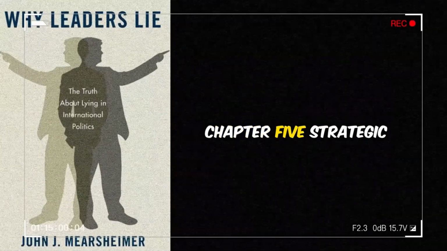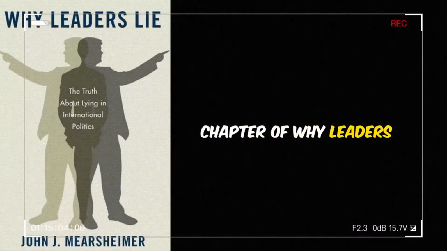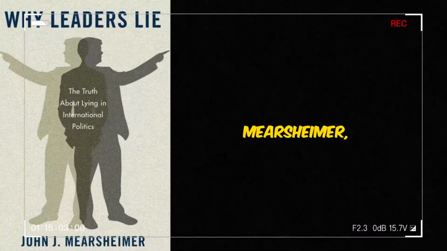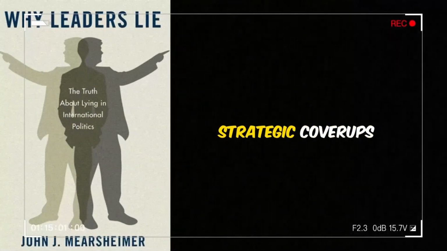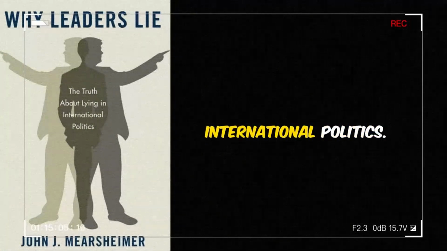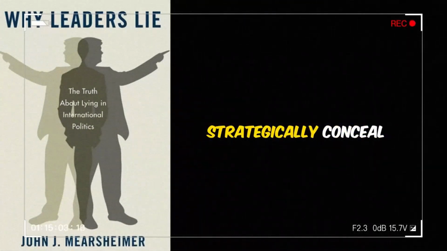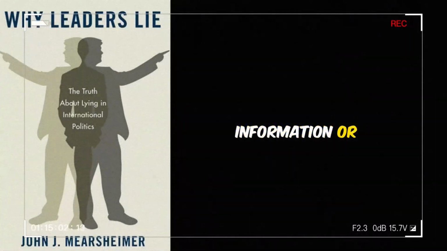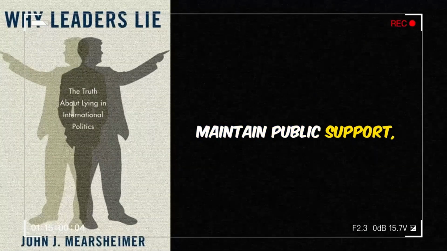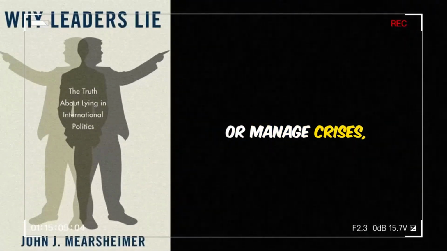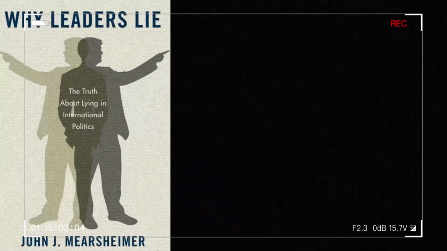Chapter 5. Strategic Cover-Ups. In the 5th chapter of Why Leaders Lie by John Mearsheimer, the author delves into the intricacies of strategic cover-ups within the context of international politics. This chapter examines how leaders and states strategically conceal information or manipulate facts to protect their interests, maintain public support, or manage crises, shedding light on a critical aspect of deception in the international arena.